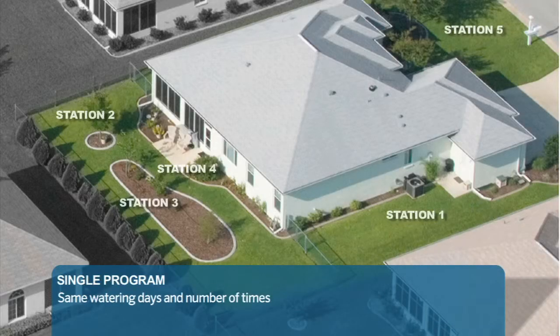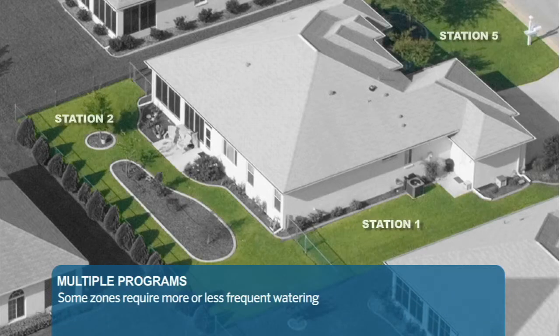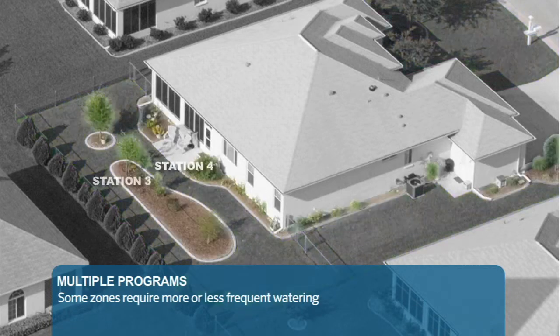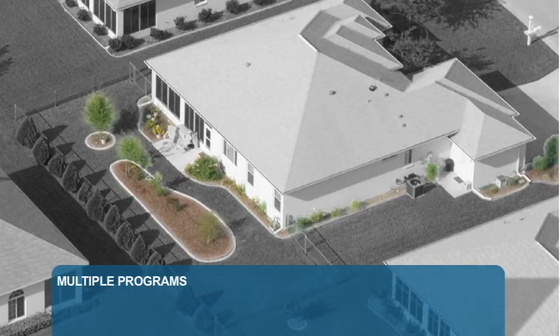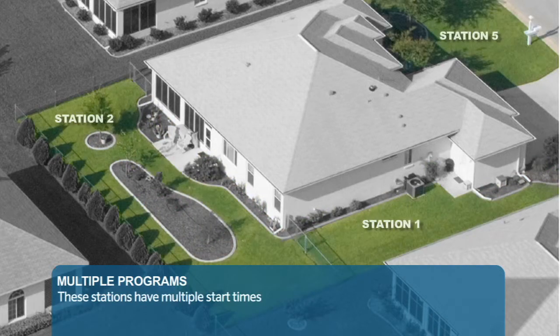If all of your stations will be watering the same days and the same number of times a day, then you can program all your stations in the same program. However, if some of your zones need to be watered more or less frequently than others, then you will need to separate them into multiple programs so they can have different day schedules. Another reason would be if some of your zones need to be watered only once a day, and other zones need multiple times a day.